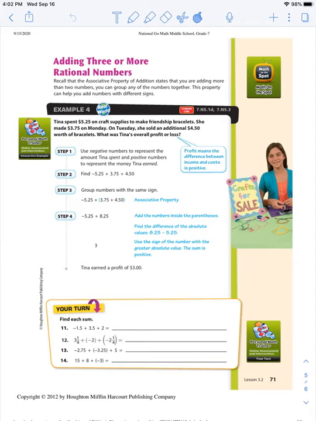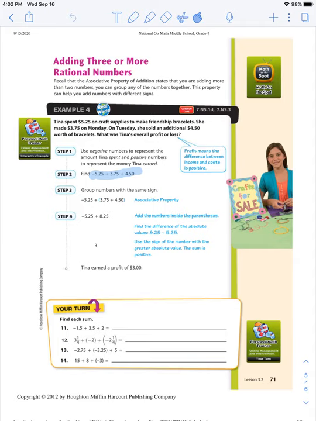So she spent $5.25. What she spent, we're going to represent with a negative because that's money that she doesn't have anymore. And then she made $3.75 and she made $4.50. We're going to represent those with positive numbers because that's what she made. So let's come up with a plan. Our plan is going to be -5.25 plus $3.75 plus $4.50.